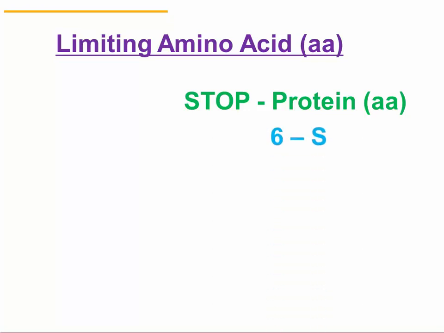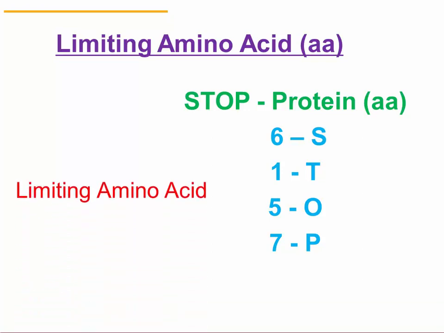We have our amino acids. These are fictitious amino acids. We have 6 S's. We have 1 T. We have 5 O's. And we have 7 P's. Which is the limiting amino acid? T. T is the limiting amino acid. We know we've got to make STOP proteins today, but the lowest quantity is the T. Okay? And therefore, that is known as your limiting amino acid.